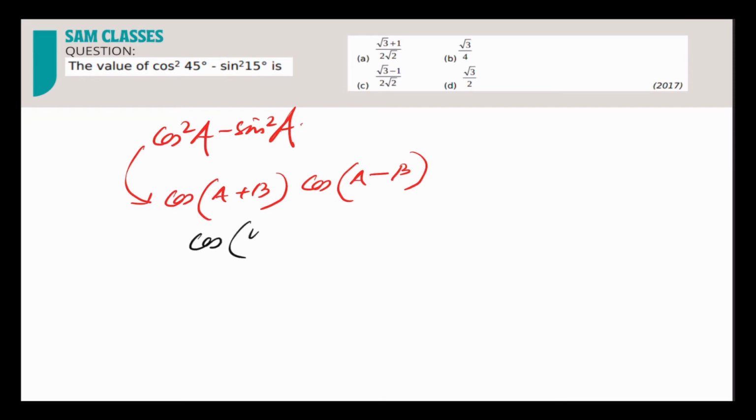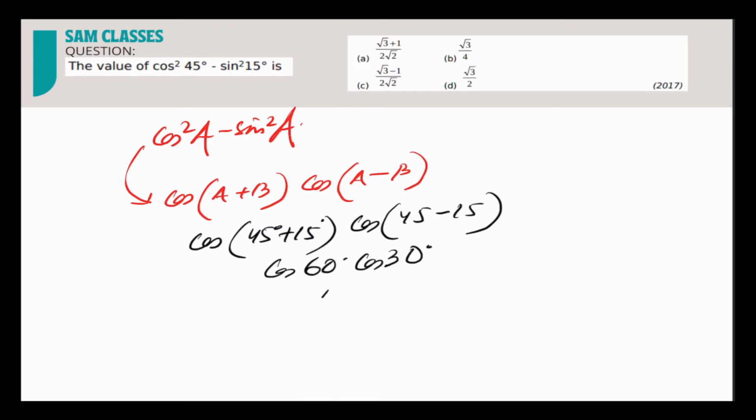So 45 degree plus 15 degree, cos of 45 minus 15 degree. So what we got? Cos 60 degree, cos 30 degree. So that we got as half into root 3 by 2. So that is root 3 by 4. So directly we got the answer. So let's see the next question.